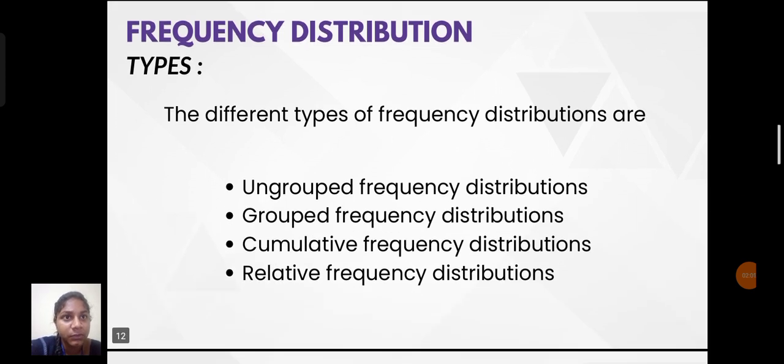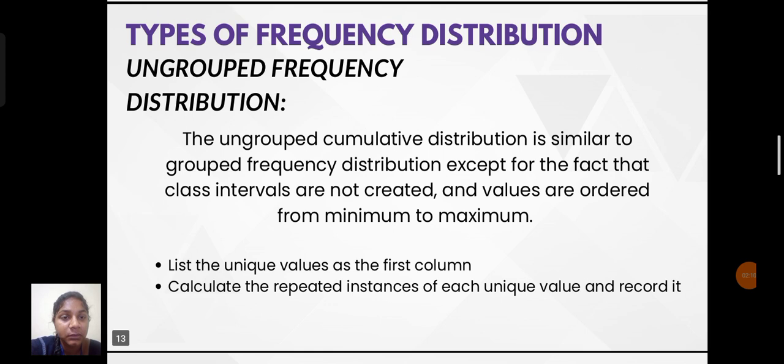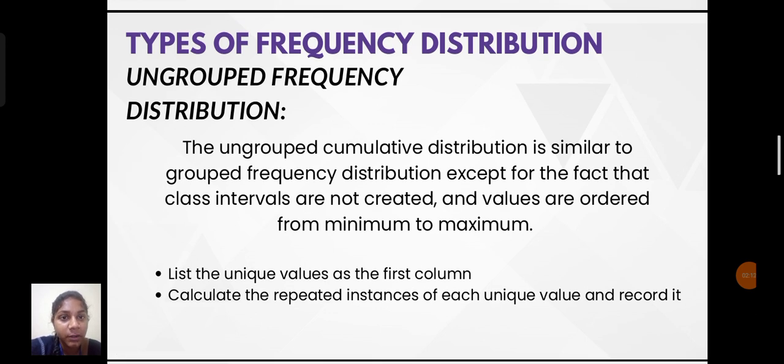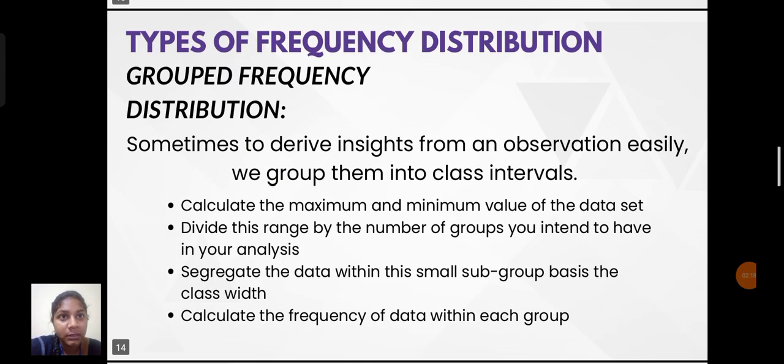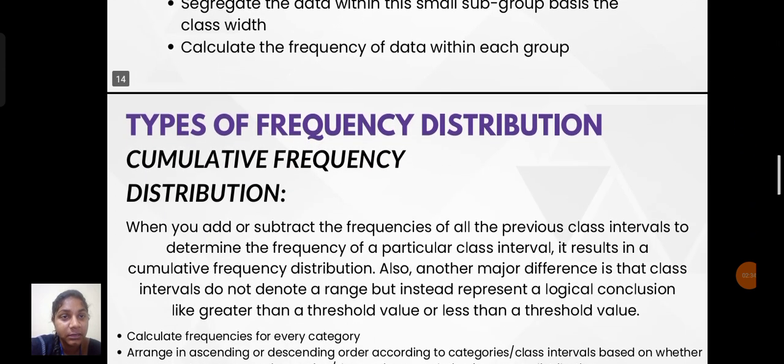Next, the types of frequency distribution: ungrouped frequency distribution, group frequency distribution, cumulative frequency distribution, and relative frequency distribution. Ungrouped frequency distribution is to list unique values in the first column, then calculate the repetitions of each unique value and record it. Group frequency distribution is to calculate the maximum and minimum value of the data set, divide the range by the number of groups you need in your analysis, then segregate the data into these small subgroups, or classes, then calculate the frequency of data within each group.